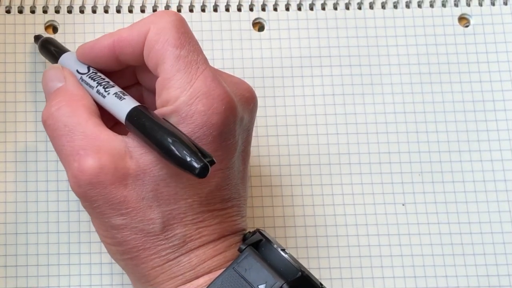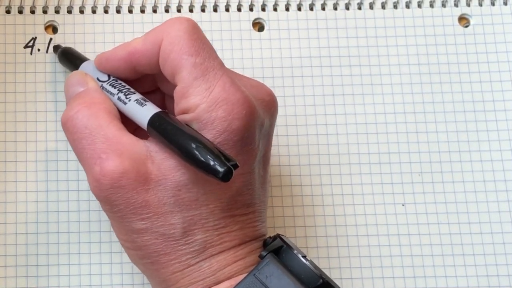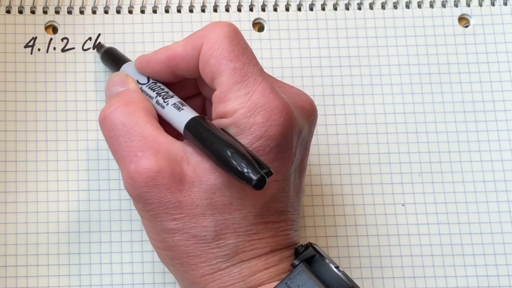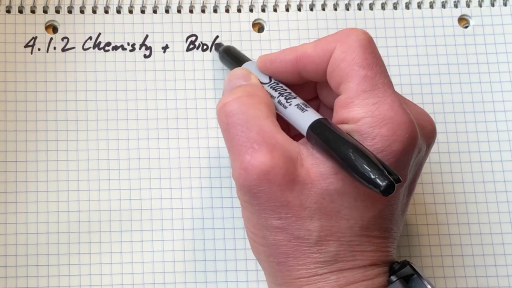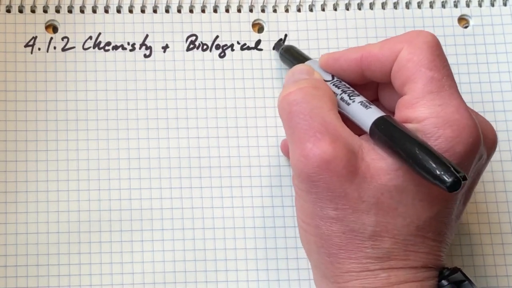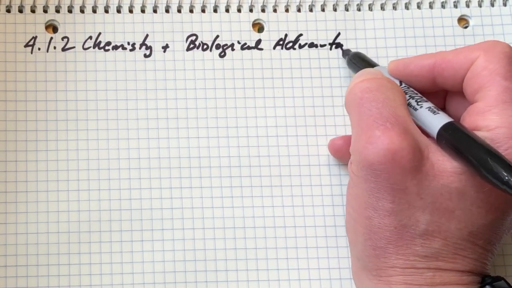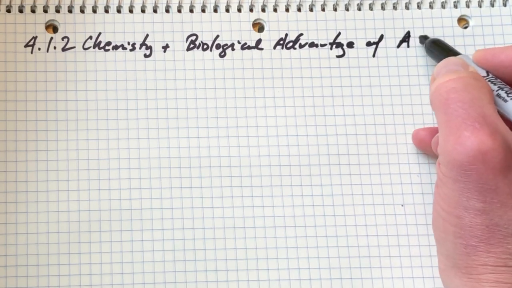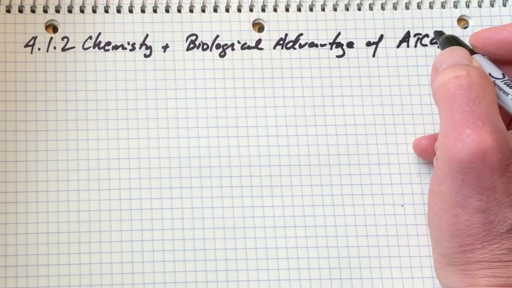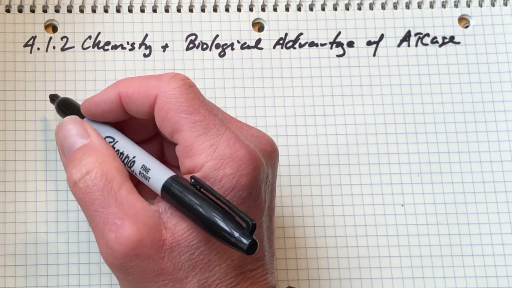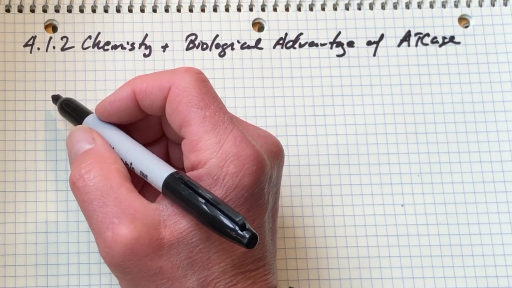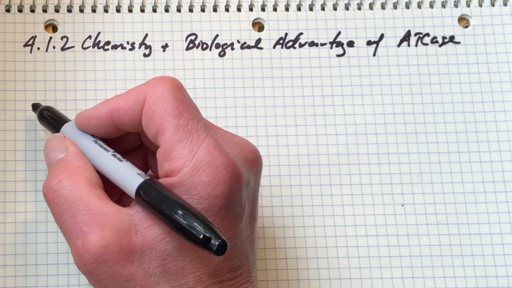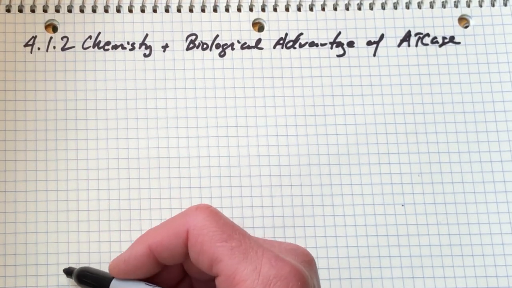This video will be covering topic 4.1.2, the chemistry and biological advantage of ATCase. ATCase transfers carbamyl from carbamyl phosphate to aspartate. We're going to draw out those reactions right here.